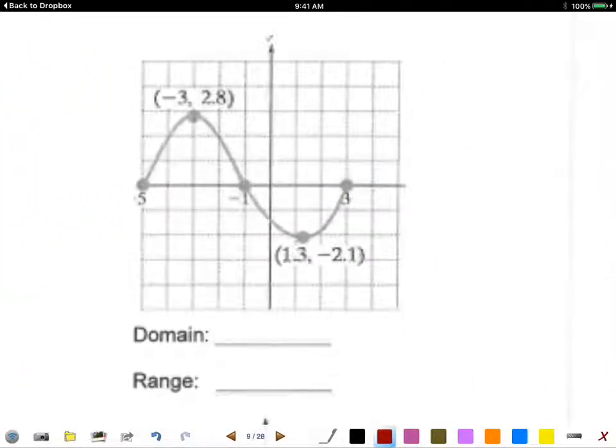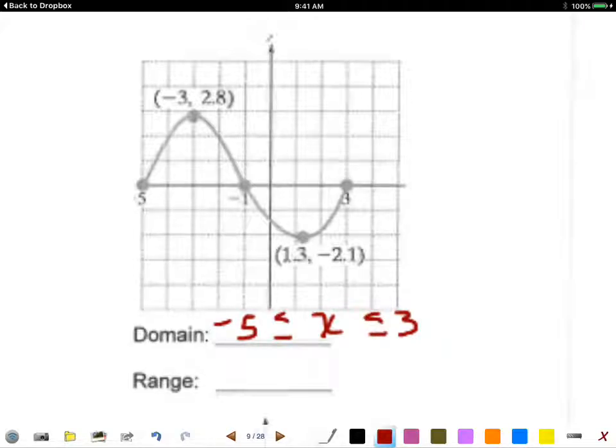Okay, the domain here. Remember, domain is the x-axis. So how far to the left do we have? -5. And then how far to the right? 3. So the domain is going to fall between -5 and 3. The domain is the x value. Those are closed circles at the 3 and the -5. So it's going to be less than or equal to bars.